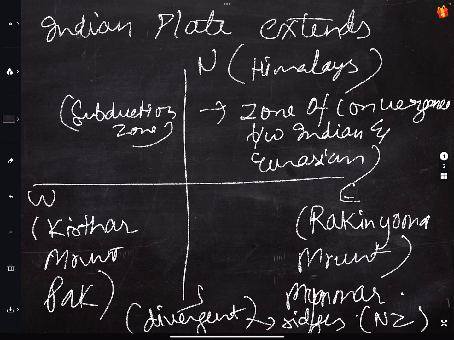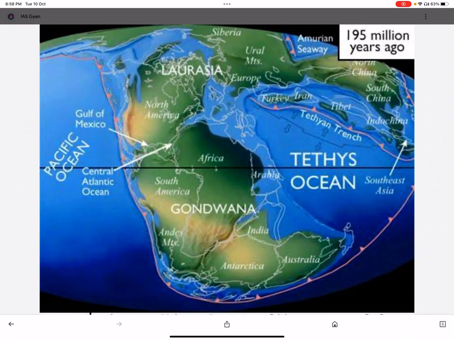So in the east, it is till the Rakhine Mountains. In the west, till the Kirthar Mountains. In the south, it is separated from the Antarctic plate by these oceanic ridges, and in the north by the present-day Himalayas, which is a subduction zone. So India was a large island situated off the Australian coast in a vast ocean, and the Tethys Sea was separating the Indian continent from the Eurasian plate. This was the picture some 200 million years back.